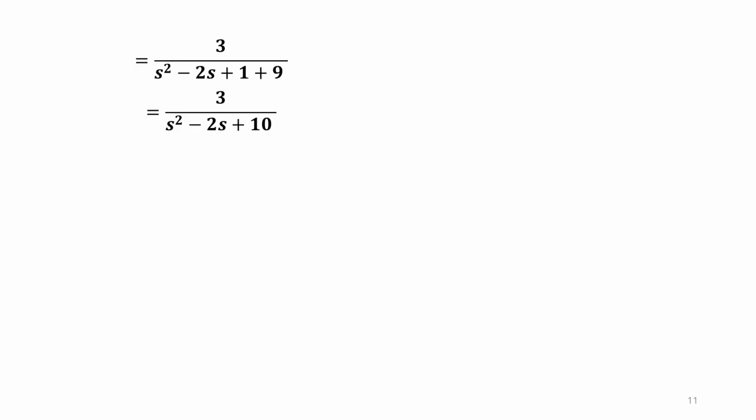So when we simplify, (s minus 1) the whole square will become s square minus 2s plus 1 plus 9, or 3 upon s square minus 2s plus 10. This is the Laplace transform of the first term, that is e raised to t sine 3t. Next, we have to calculate the Laplace transform of the second term, which is e raised to minus 7t into sine 3t. So again, we have to calculate the Laplace transform of sine 3t. Whatever answer we get, replace s by s plus 7.